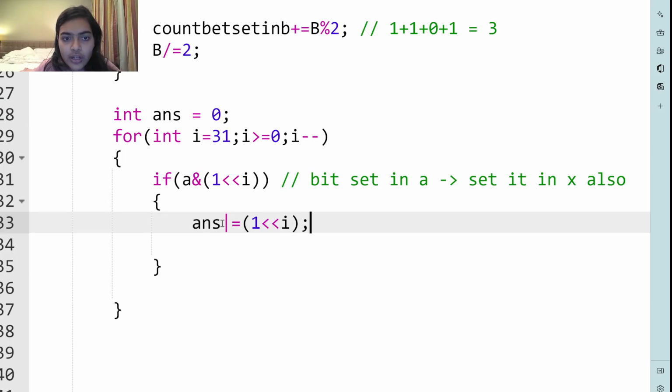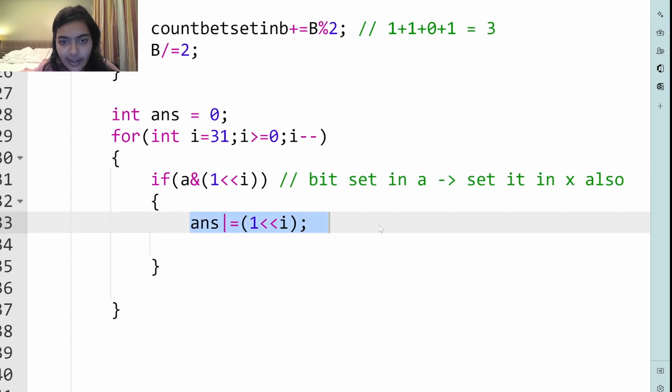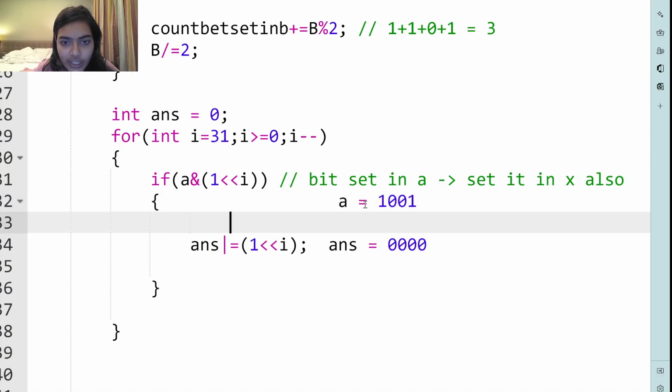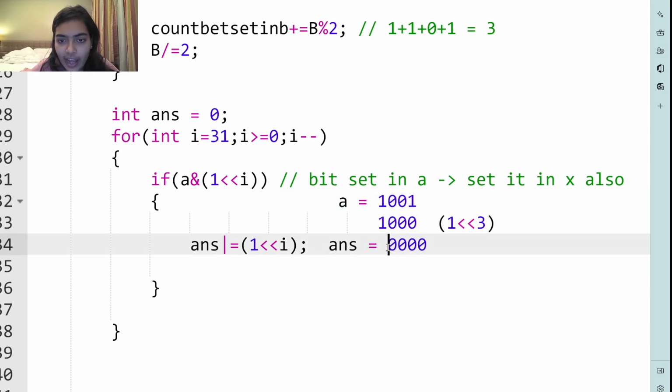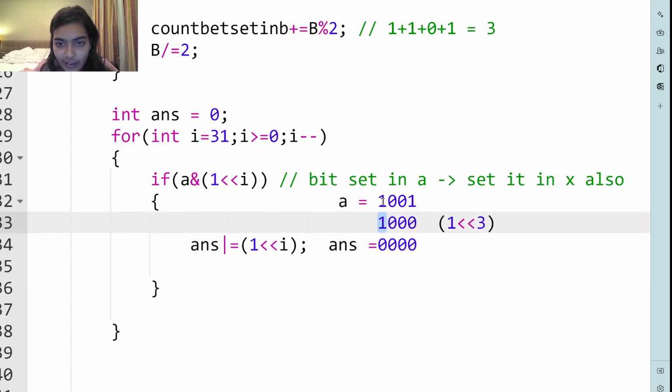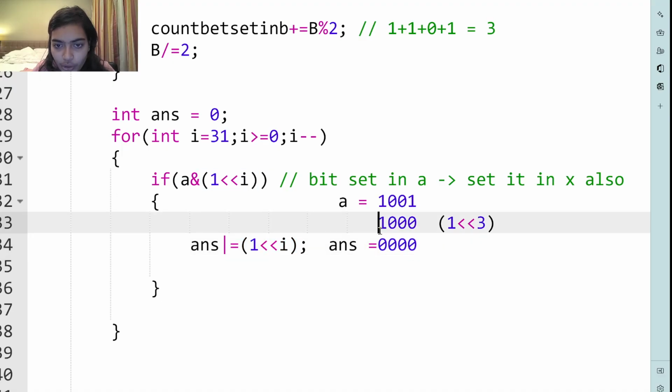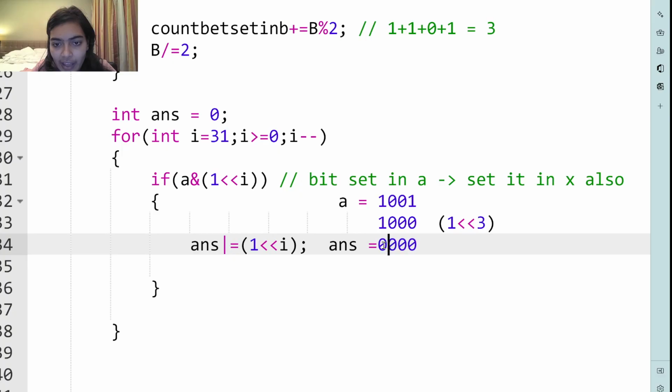Let me explain what I did in this line. My answer is initially 0. What is my a? Let me write it again. My a is 1001, and this is 1 left shifted by 3 times. I found out that this bit is set in a, right? The third bit is set in a. So I'm going to go and set it in answer also. I'm going to the value 1 left shifted by i, which is 3, and I'm going to do OR with my answer. So this is my answer. If I do OR here, I'm going to get 1.